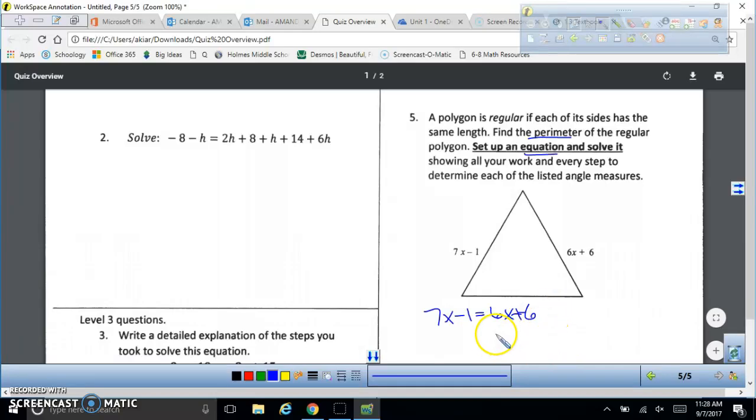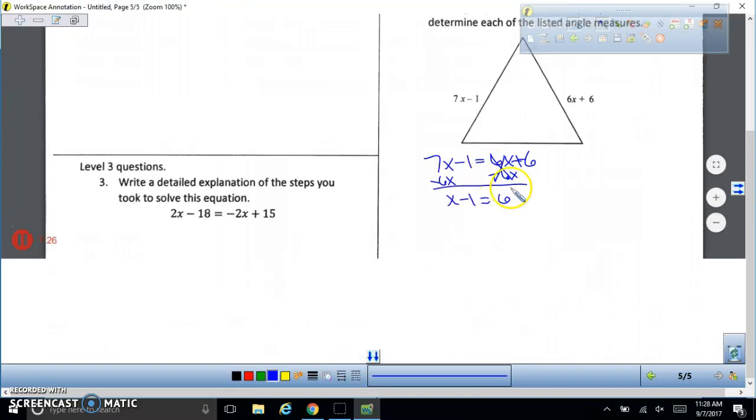Now we solve. I like working with my variable first, and I like keeping it positive. So I'm going to take away 6. Take away 6 from both sides. 7x minus 6x is x. Okay, now I'm left with my constants, so I'm going to add 1. Add 1. Now I have x equals 7. Great. You solved for x. You did not solve for the side.